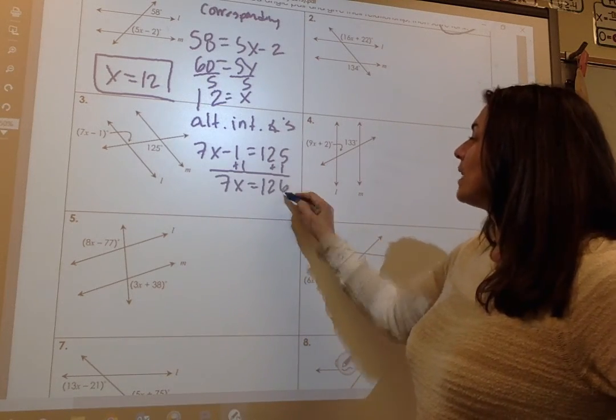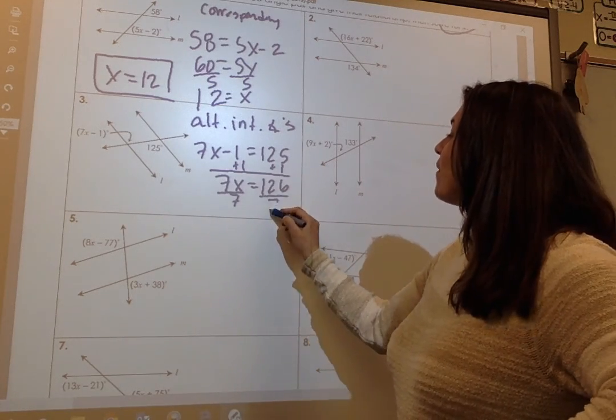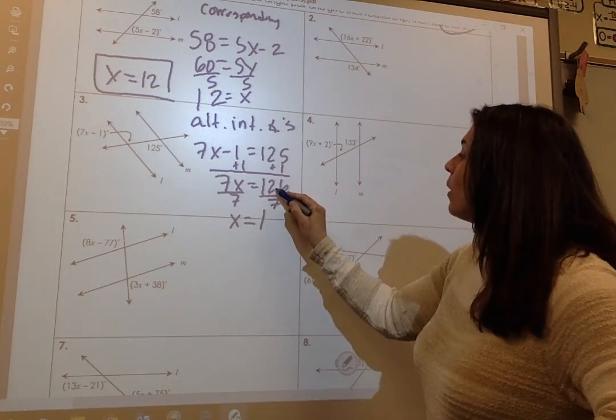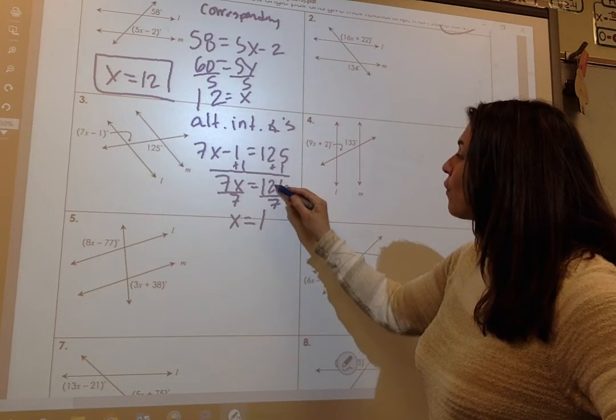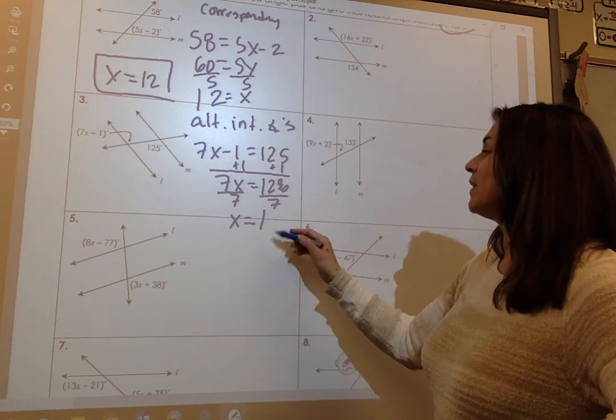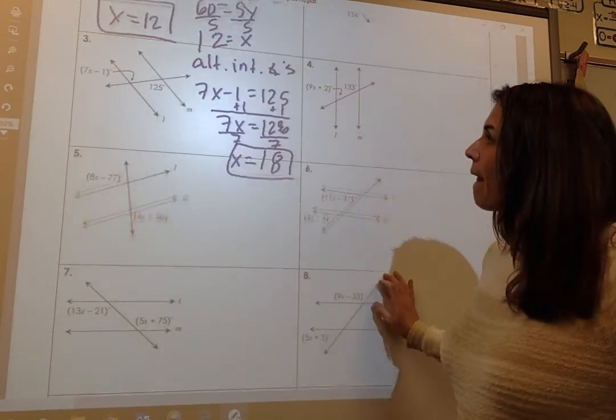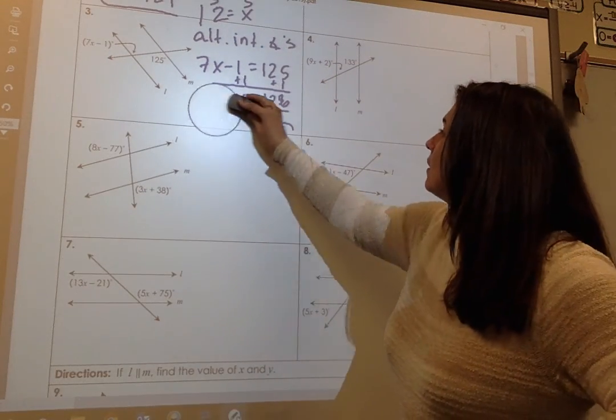7x equals 126. When I divide by 7, remember short division, 7 goes into 12 one whole time, with how many left over? 5. And 7 goes into 56 8 times. So x equals 18.